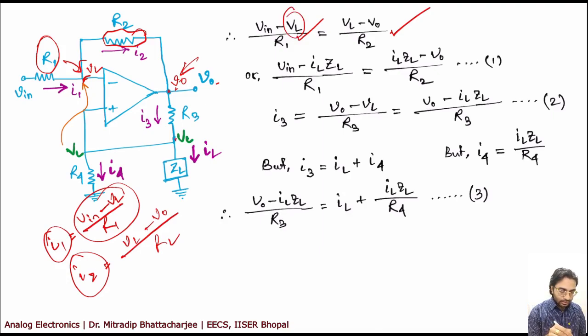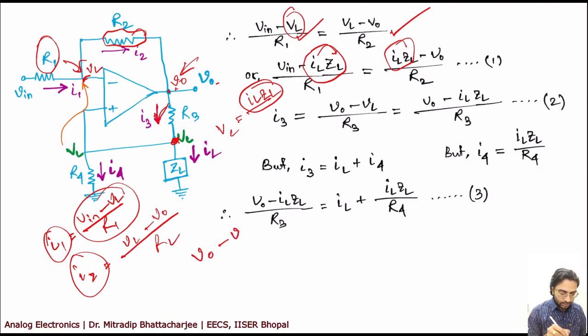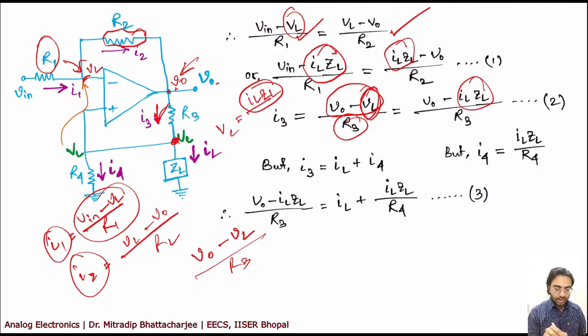What is VL? This potential, we can write VL is equal to IL ZL, right? So VL is equal to IL ZL. Just put this value IL ZL in the place of VL. And what is the value of I3? I3 will be V0 minus VL divided by R3. Just put the value of VL, it is IL ZL. So I3 is equal to this.